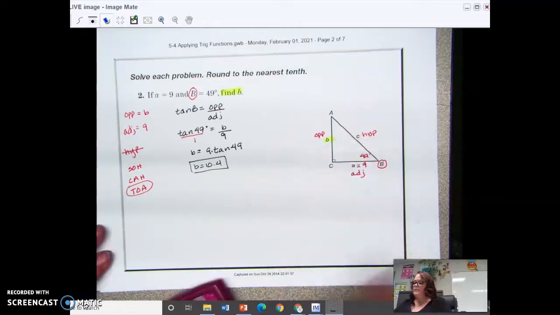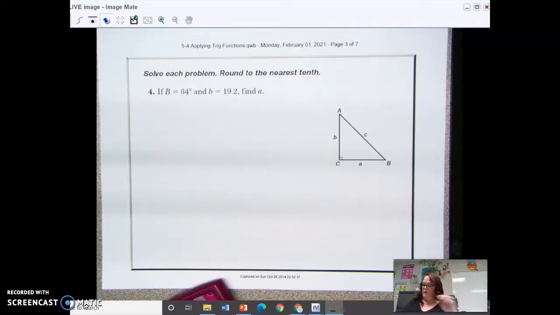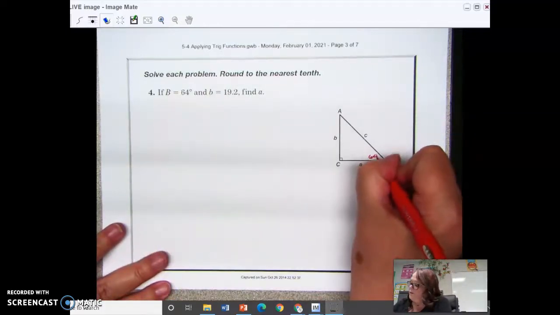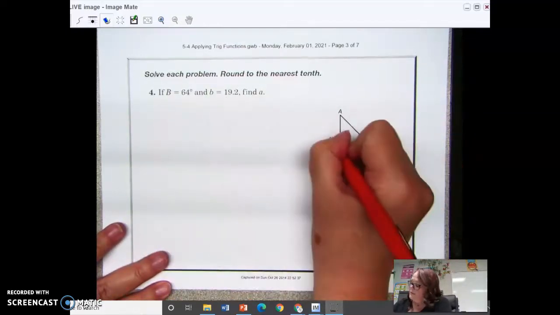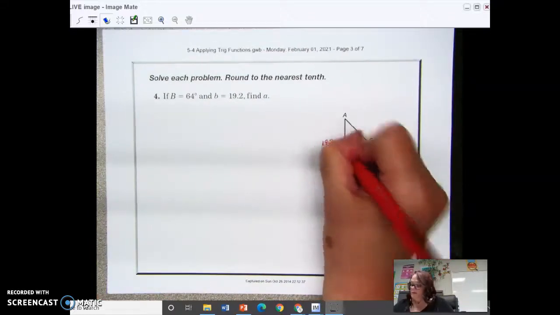All right, so then if we take a look at another example, take a moment to plug in your values and see which function you would use. Are you going to use sine, cosine, or tangent? So we've got big B is equal to 64. We've got little b is equal to 19.2, and we're looking for the measure of little a.